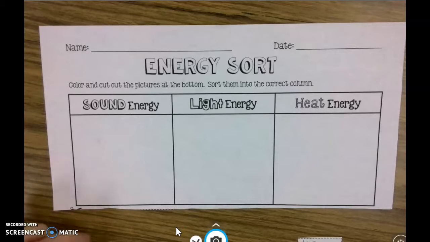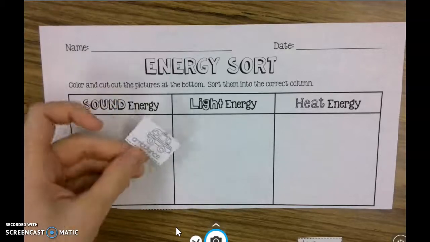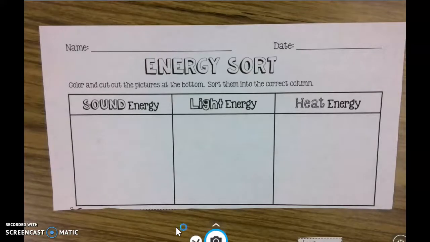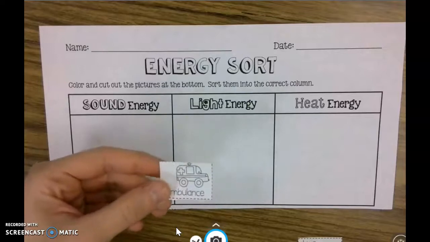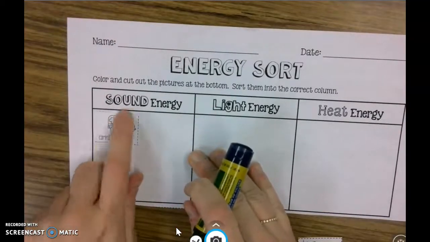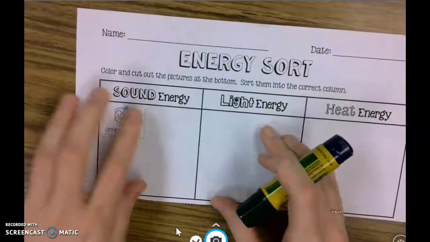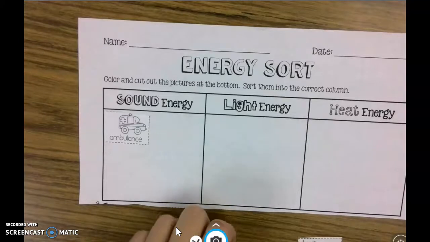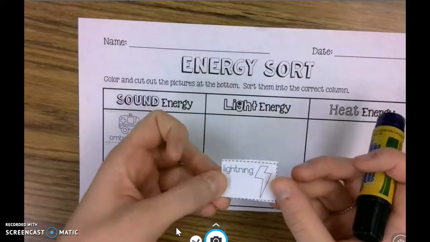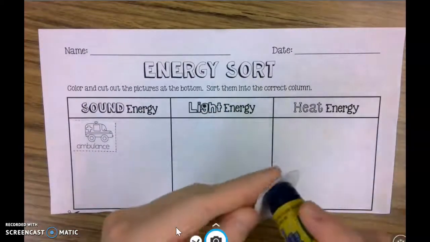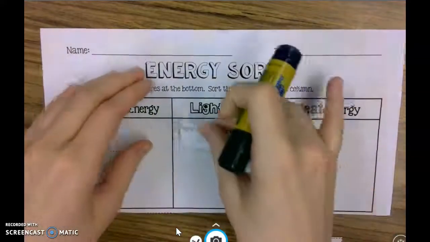So let's start with the ambulance. Go ahead and find that one if you have it. Okay, and would you say an ambulance is sound, light, or heat? If you said sound, you're right, and if you look really closely, you'll see that the lights are flashing too. But when I think of an ambulance, I think of the sound. Okay, let's look at lightning. What kind of source? Sound, light, or heat? It would be light. It even has it in its name, doesn't it? Lightning.